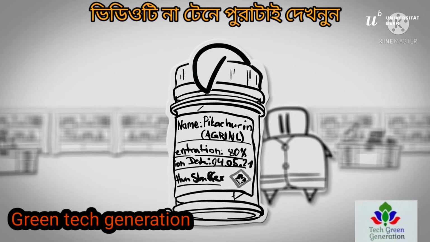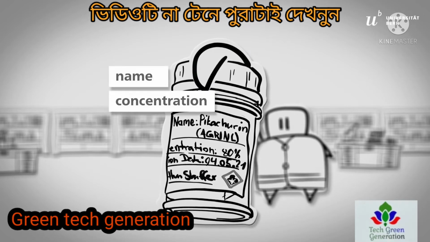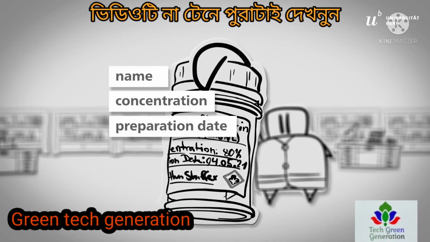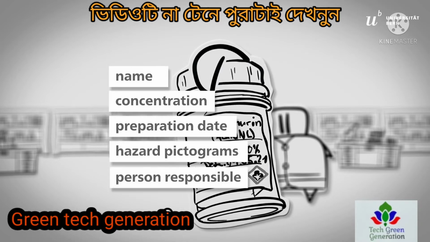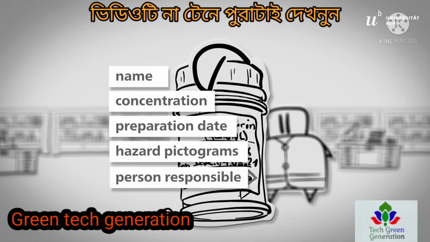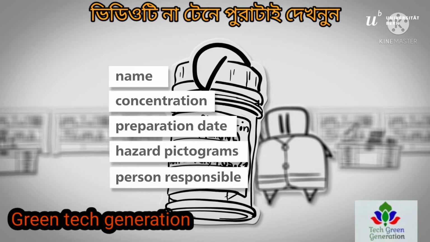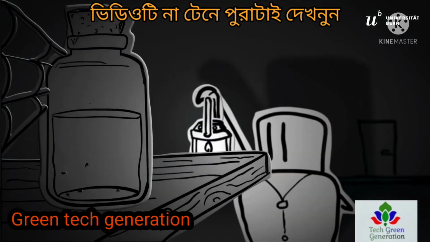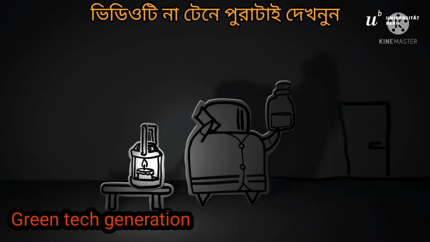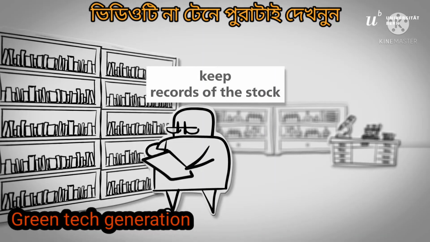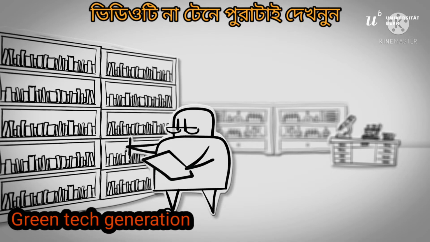Containers must always be labeled with the name, concentration, and preparation date of the chemical, the corresponding hazard pictograms, and the name of the person responsible. Unlabeled products must not be used and must be reported immediately to the chemical safety officer. Keep records of the stock, check it regularly, and dispose of unneeded materials.